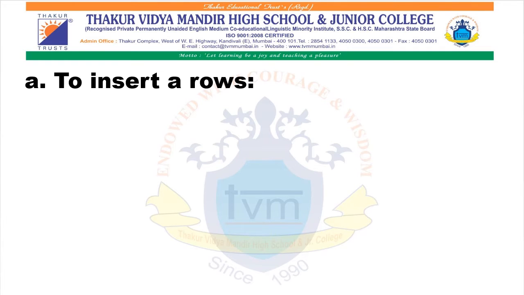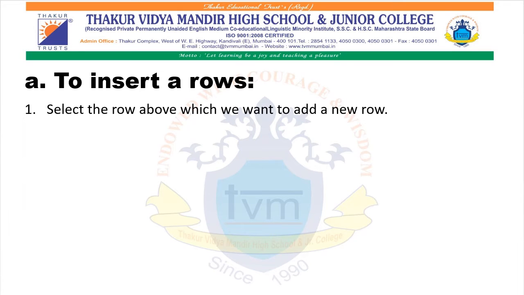We may want to insert a row in our existing worksheet to add information. So let us start how to insert. Let us know the steps to follow while inserting a row in Excel. First, select the row above which we want to add a new row. Now to select a row, click the row number in MS Excel.